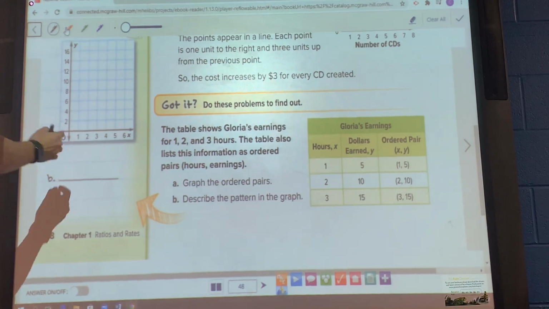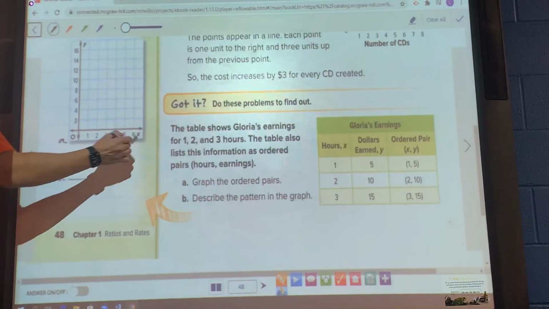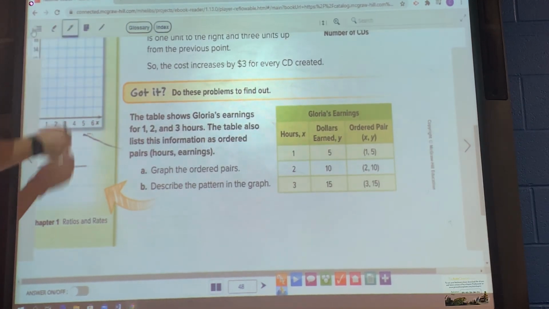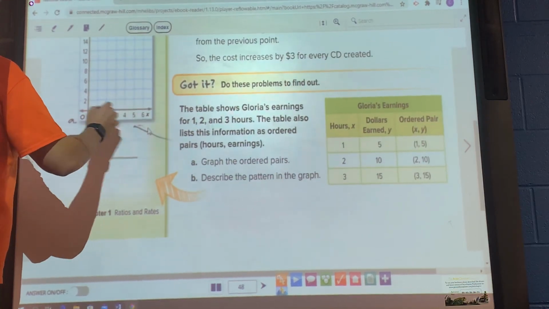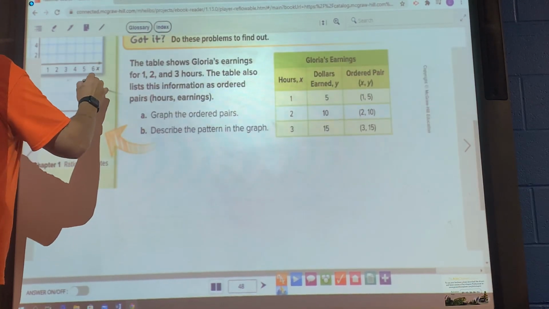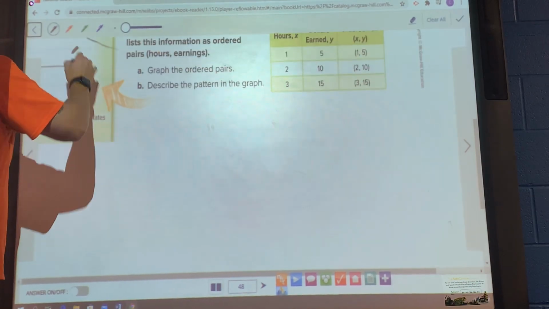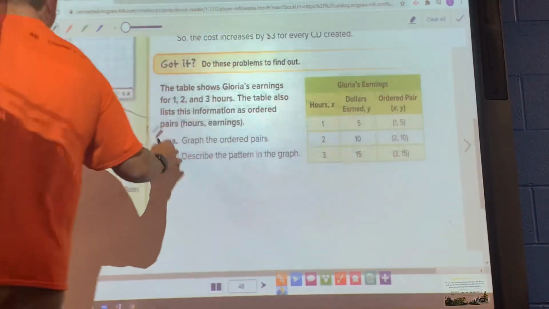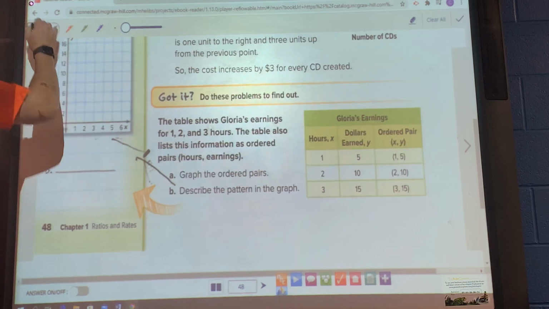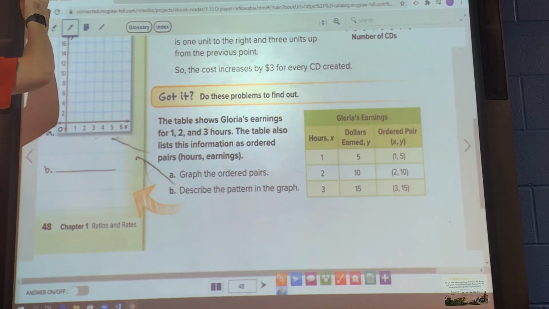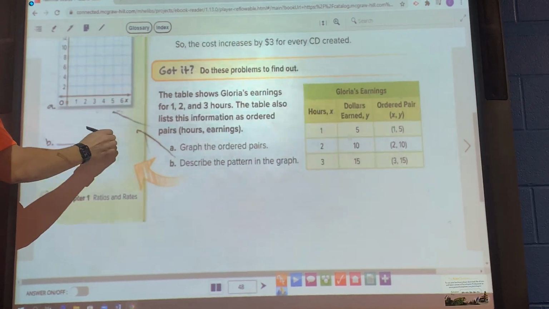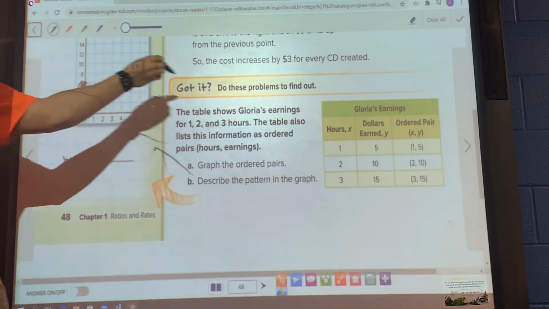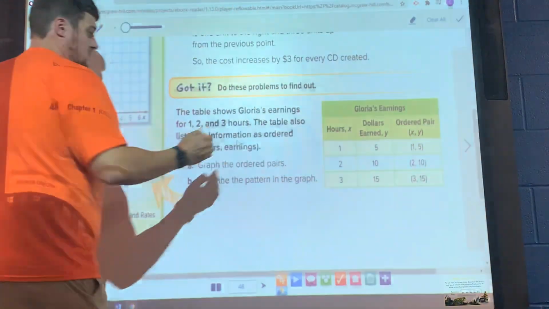So like I said, I always start at 0, 0. Always start at 0, 0. And then we're going to graph them. So 1, 5, maybe. So 1, 5. I don't know what's going on with this. So 1, 5. Sorry guys, my board is not wanting to cooperate with me.